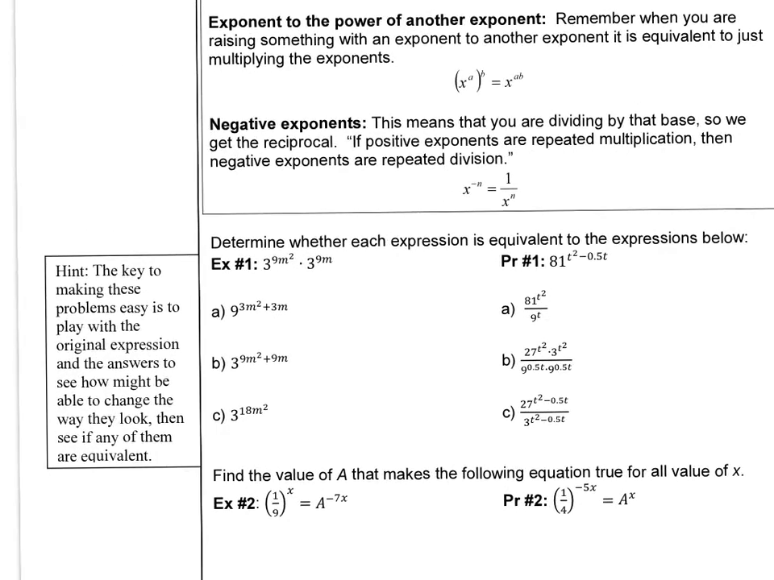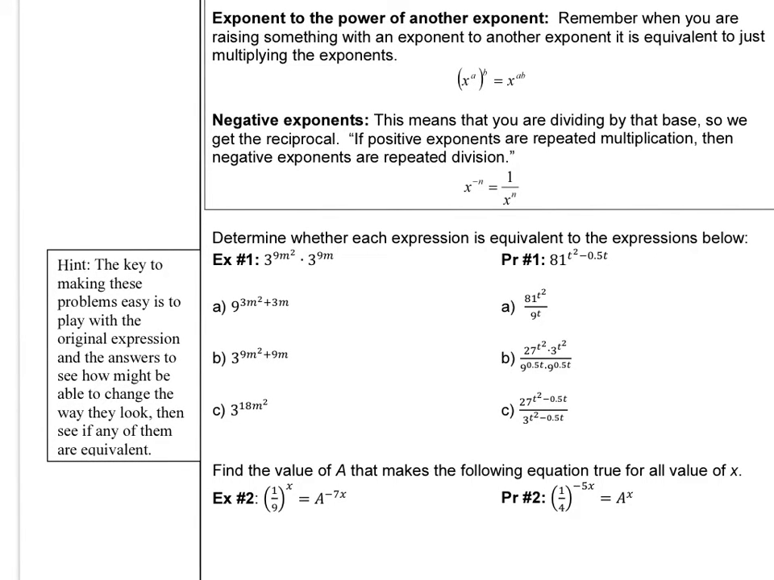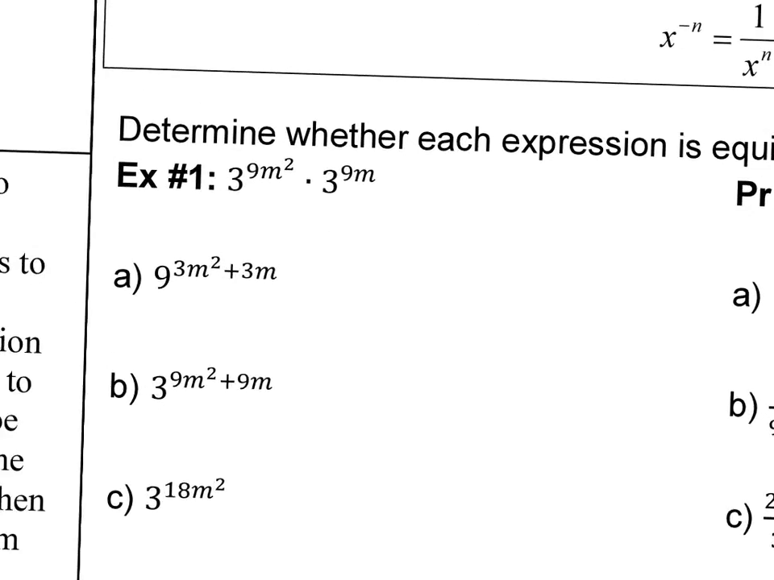Basically, when you're doing these types of problems, this is the key. To make these problems easy, what you want to do is play with the original expression. So here's the original expression, and here are some answer choices, if they have them, to see how you might be able to change the way they look, and then see if any of them are equivalent. So let's play with the original problem here on example 1.